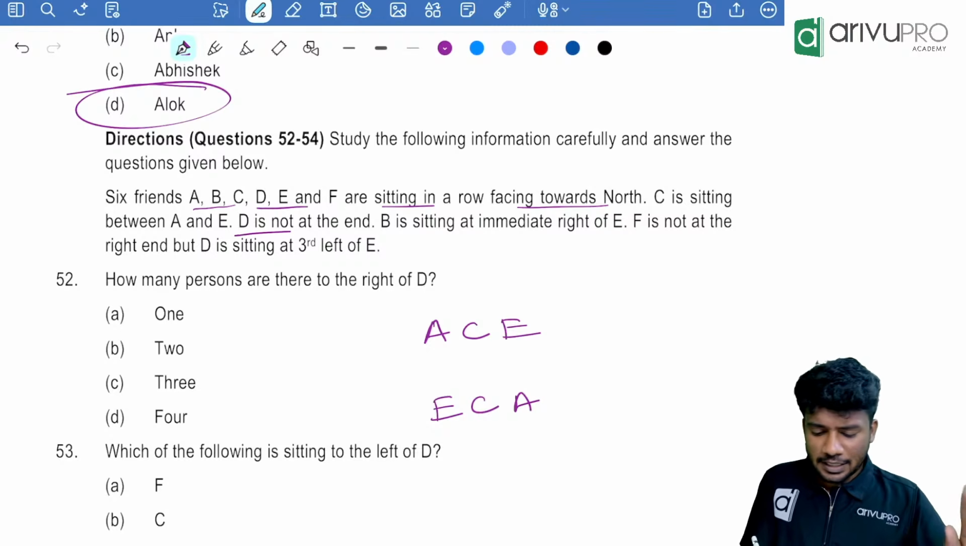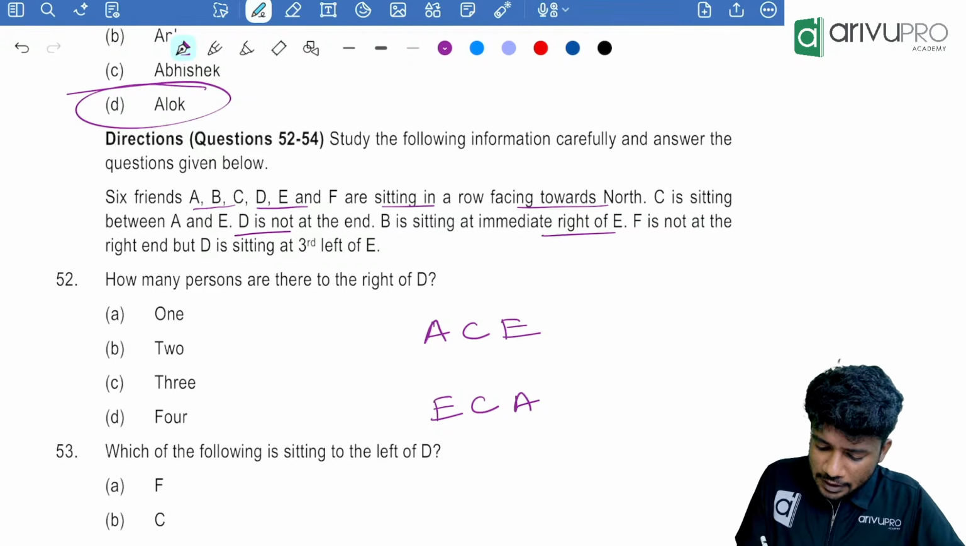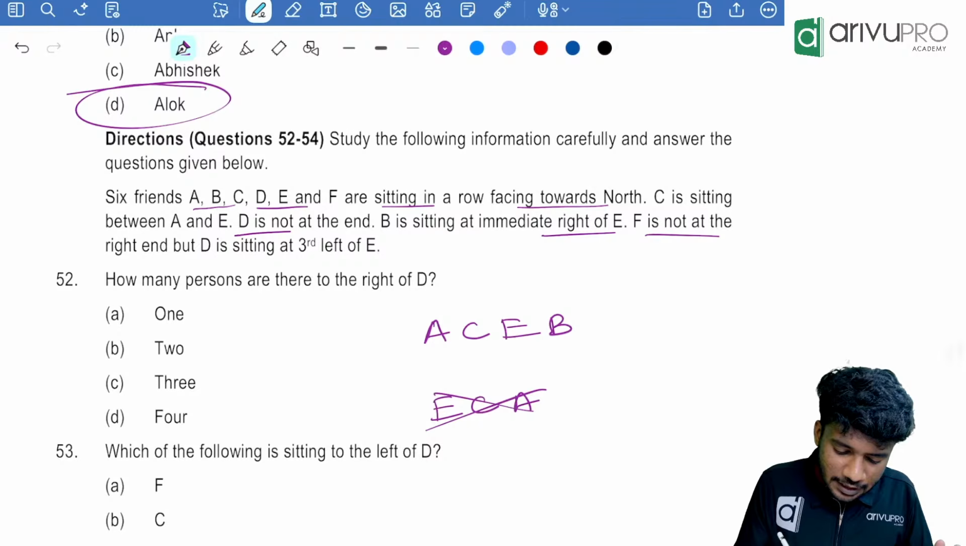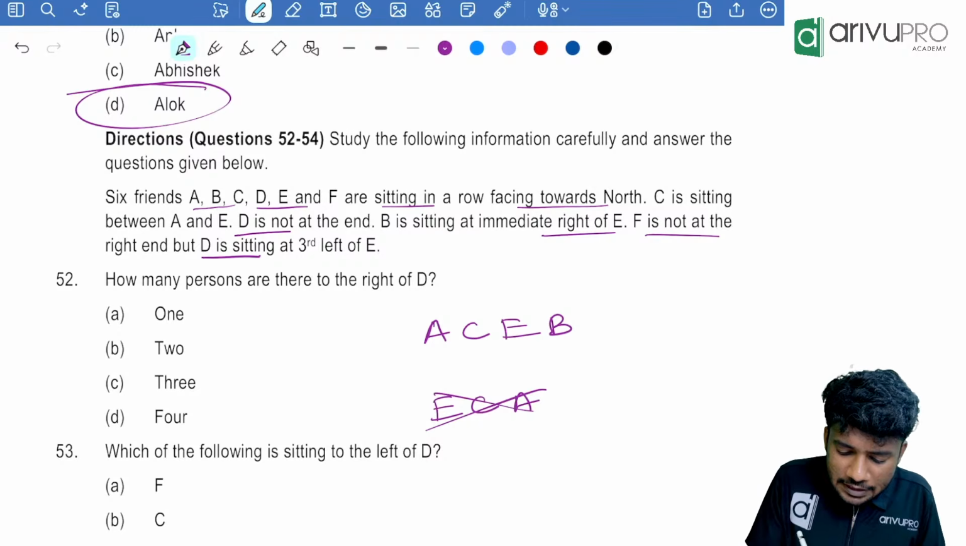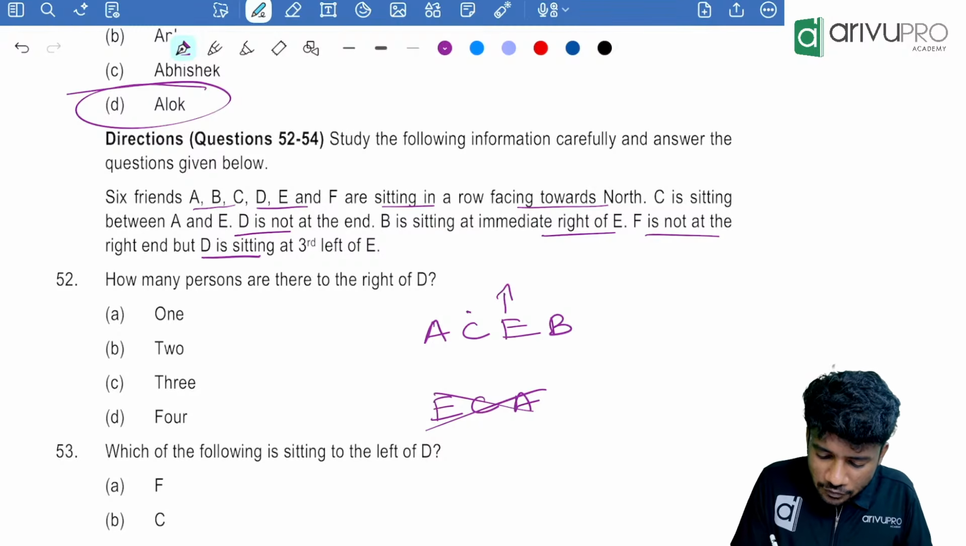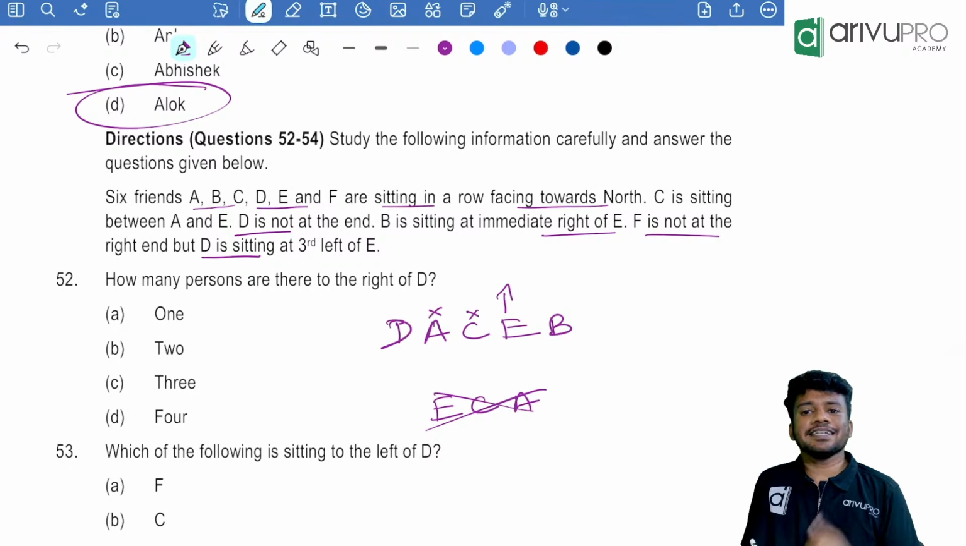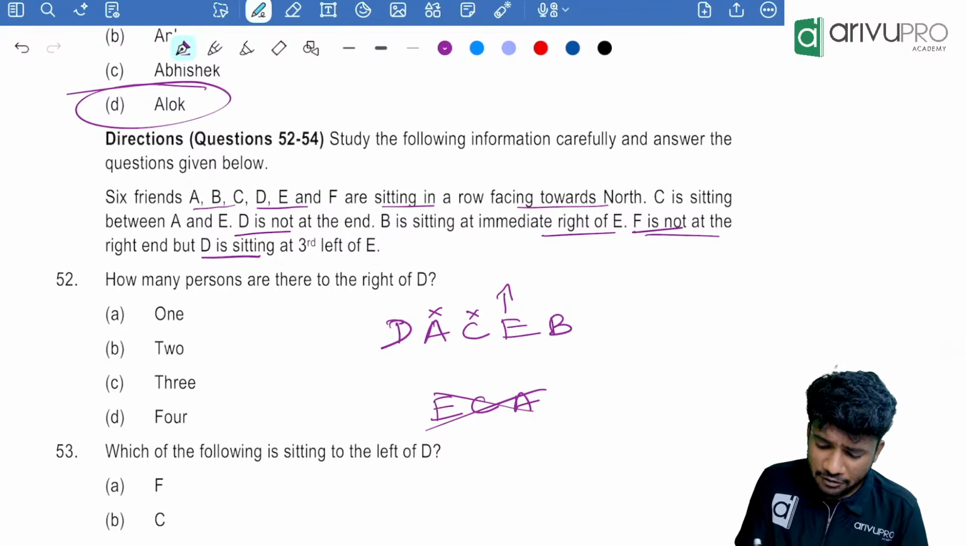D is not at the end. Fine. B is sitting immediate right of E. That means the second assumption is wrong. Then F is not at the end, but D is sitting third left of E. Third left means first left, second left, then third left. D is sitting there. Then what is told? F is not sitting.